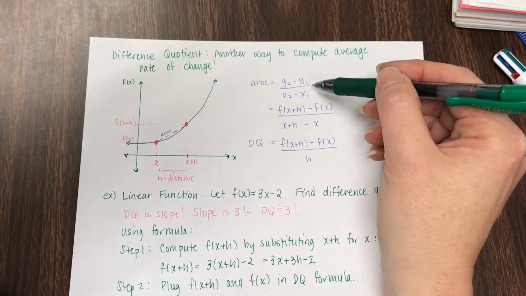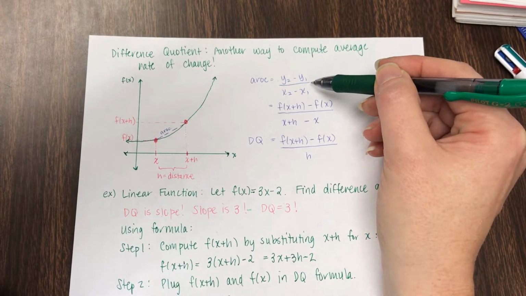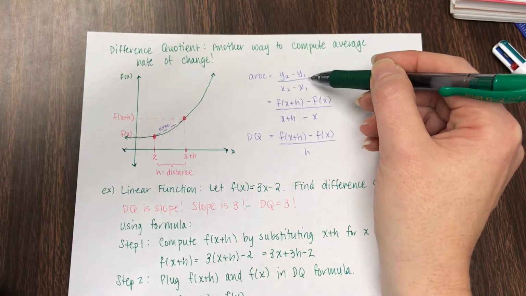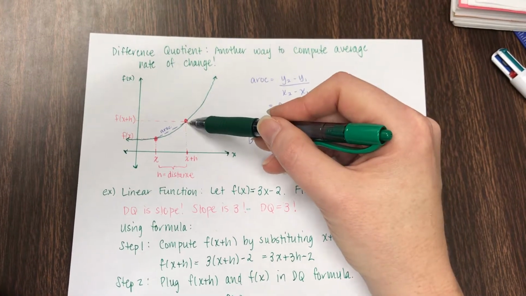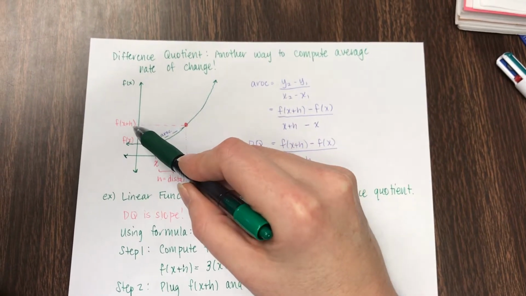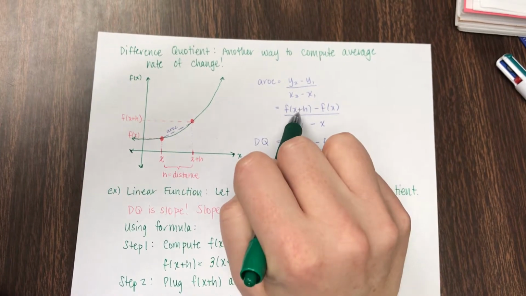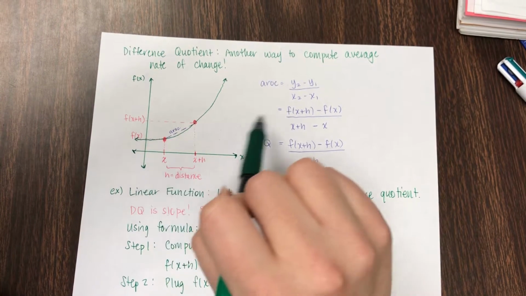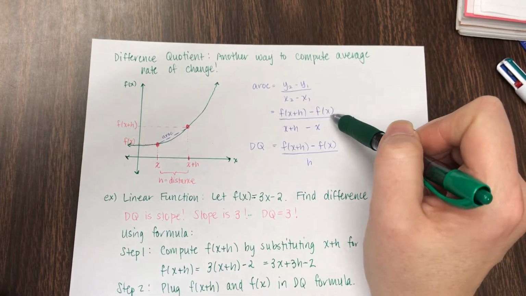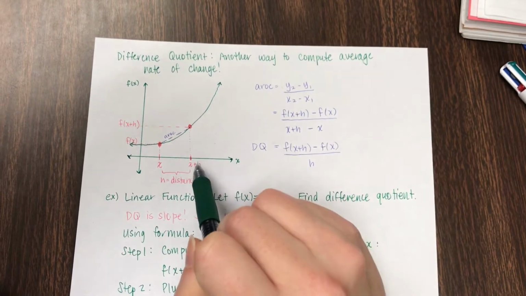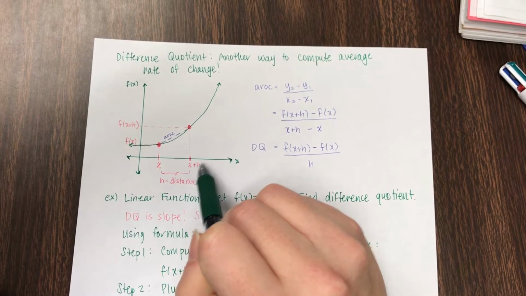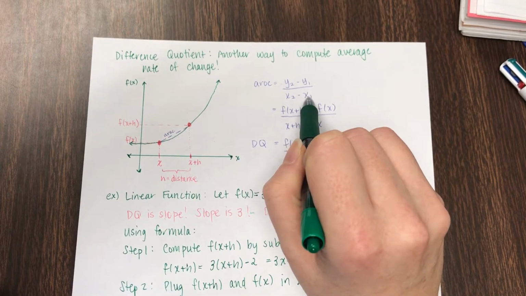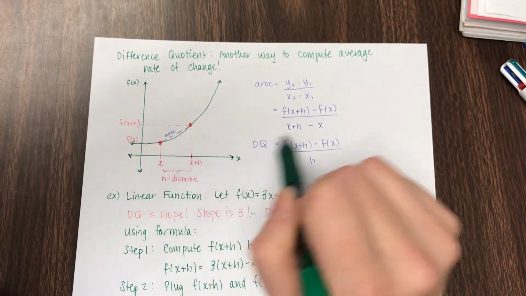So here's your familiar average rate of change, y2 minus y1 over x2 minus x1. I'm going to change this to function notation. So here's my second point. Its y value is f of x plus h. I put that there. Here's my first point. Its y value is f of x. I put that there. My x2, here's my second point. It's x plus some distance h. I put the x plus h here. Minus is part of the average rate of change formula, x1, my original x.